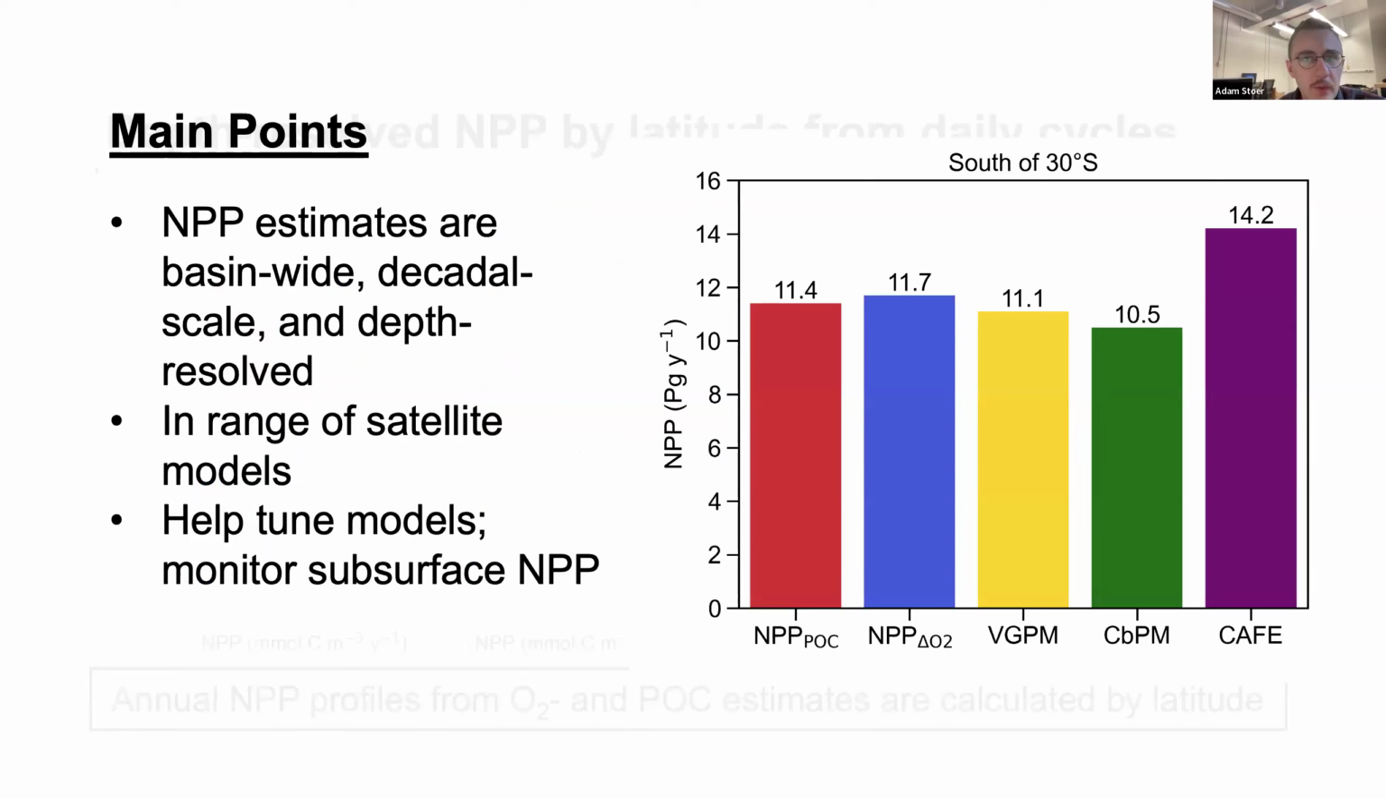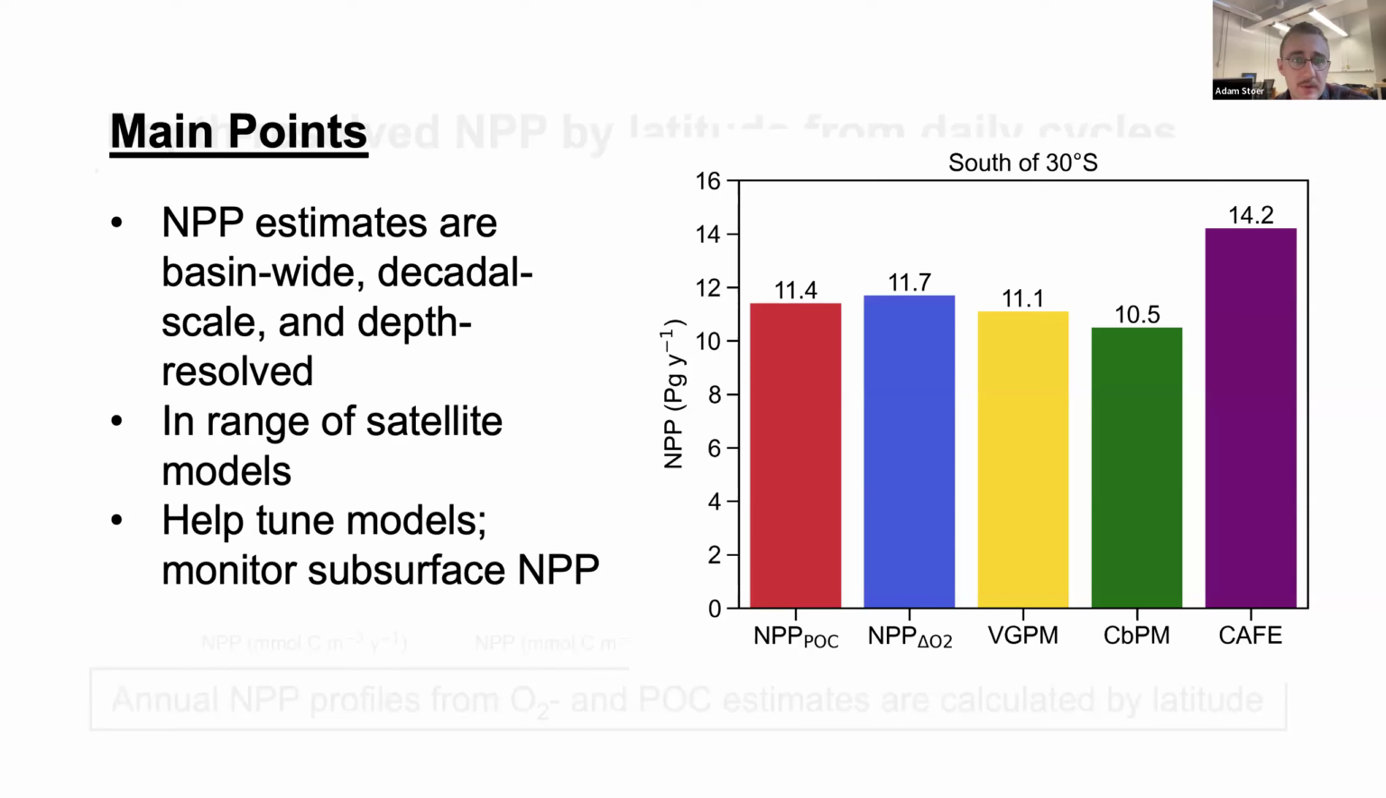The main point of this is that we can get depth-resolved NPP on basin-wide scales, that's effectively working like an average of the last decade of measurements. And that's really useful because if we were going to go out on a boat and take water samples, these are point measurements and there could be noise. So we're getting a decadal, long-term average of NPP throughout the water column.